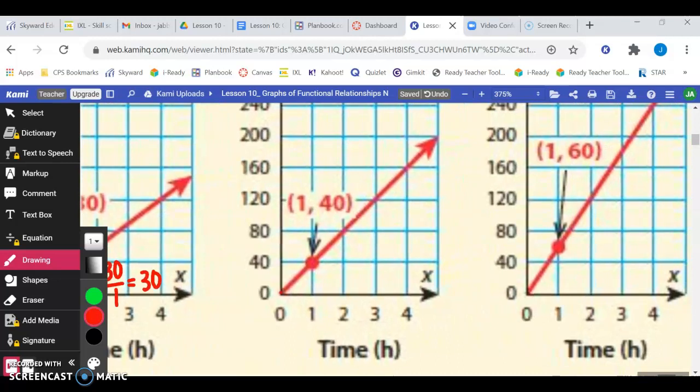Then this one, if we start at 0, 0, we're going to go up and over. It looks like we're going up 40 and over 1. So that would be 40 over 1 for rise over run, and that simplifies down to 40. And then this one, it looks like I'm going up 60 and over 1. So rise is 60, run is 1, and that slope would be 60.